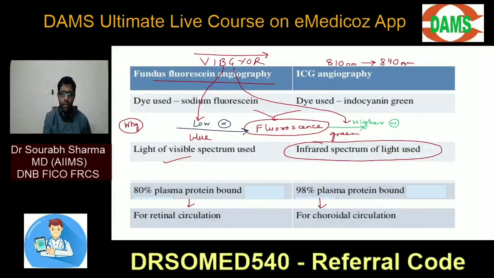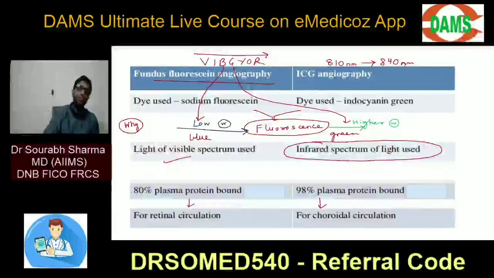Because of high protein binding, ICG is not able to come out of the outer barrier at all. Fluorescein can, some microparticles can come out of the outer barrier, but it still cannot come out of the RPE. So for retinal circulation, fluorescein is better. For choroidal circulation, ICG is better. That is what you can remember at your level, because it is more bound to protein than fluorescein. So remember these points: which dyes are used, why these two dyes are used, and one theoretical point.